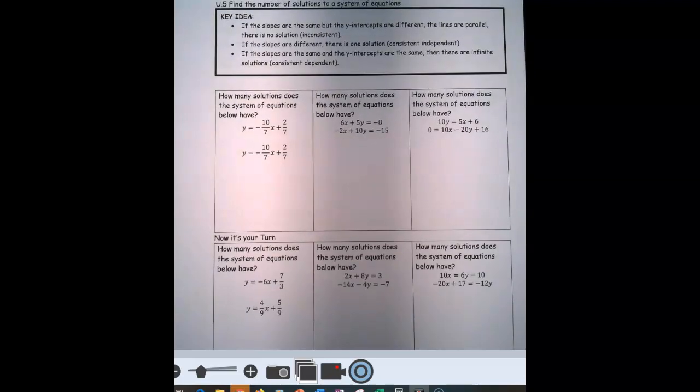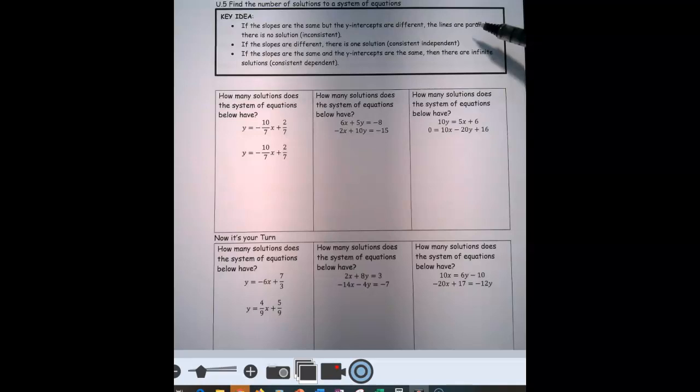Hello, now we're going to look at finding the number of solutions to a system of equations, but instead of graphing this time, we're going to look strictly at the equation. And the key idea for you to remember is that if the slopes are the same, but the y-intercepts are different, then the lines must be parallel.